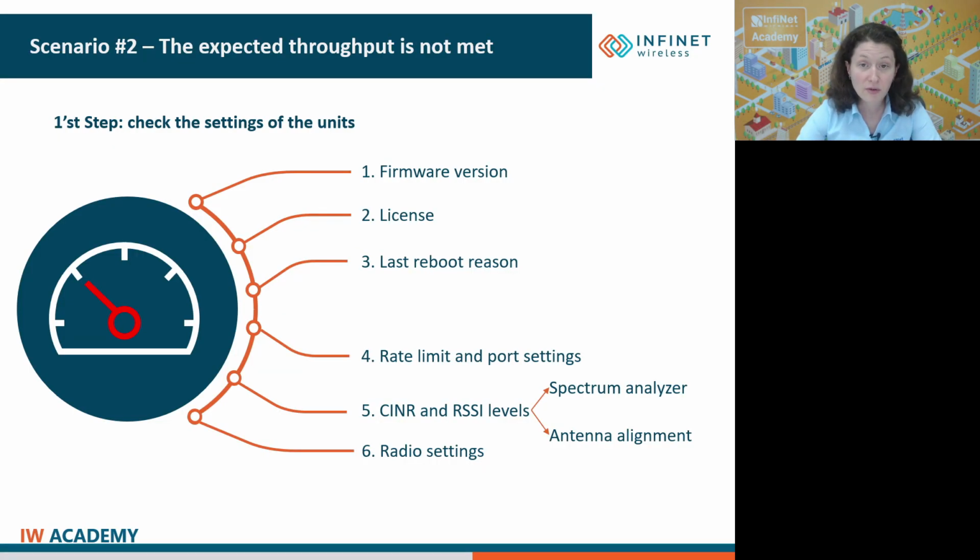Okay, let's now review the troubleshooting steps for the second scenario, where the expected throughput is not met. The first step is to check the settings of the unit. The main aspects that should be reviewed are the firmware version, the license, the last reboot reason, the rate limit and port settings, the CINR and RSSI levels, and the radio parameters of the link. Let's see how this is practically done.